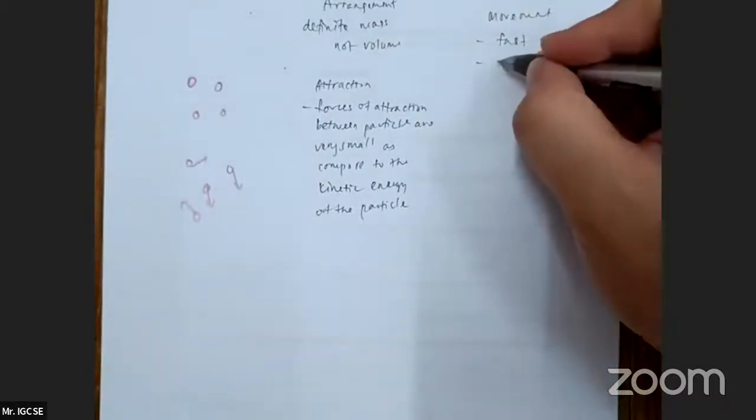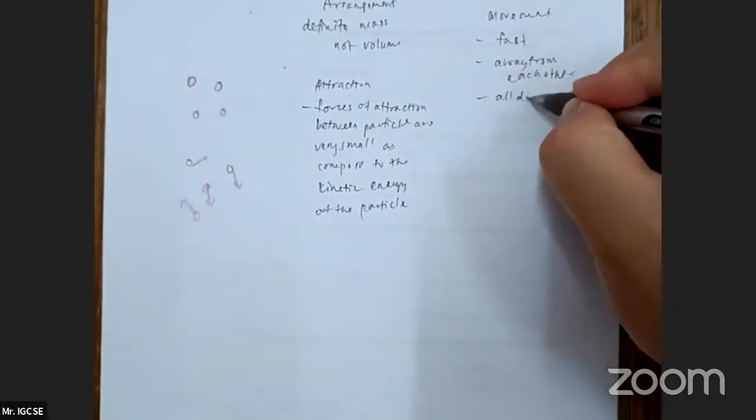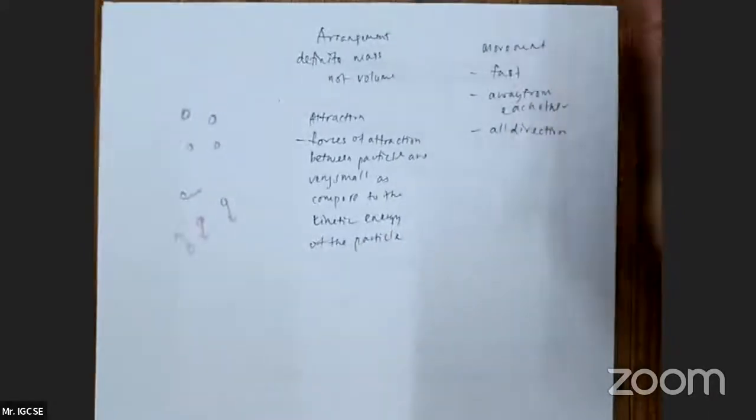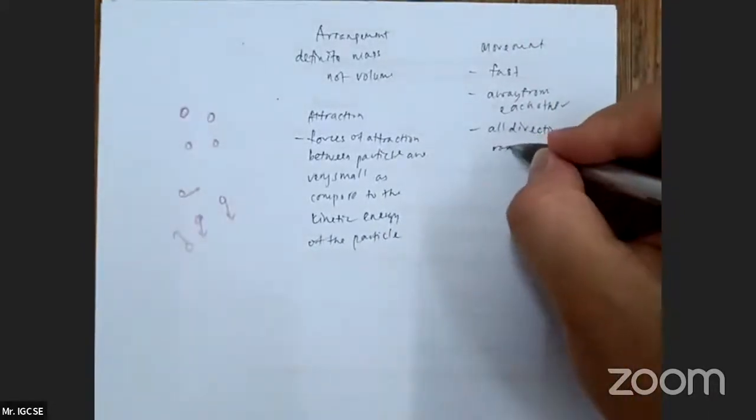So how do they move? Number one, fast. Number two, away from each other, no attraction at all, you can see. Compare this one. Number three, all directions. All directions means randomly.